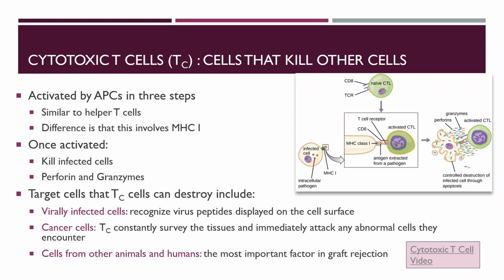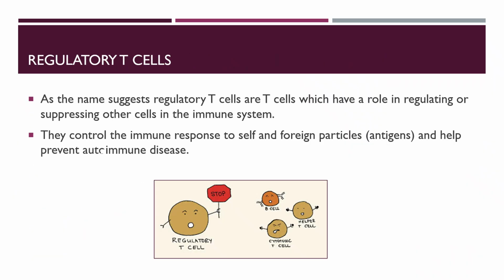Cancer cells, these are constantly surveying the tissues and immediately attack any abnormal cell they encounter. The cells from other animals and humans, this is the most important factor in why we see graft rejection, so organ rejection, is because the cytotoxic T cells don't recognize the cells that have been brought into the body.